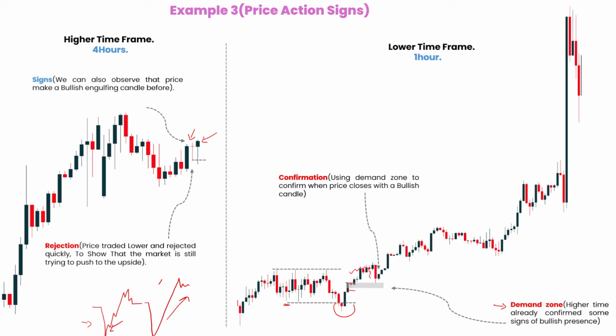Wait for the market to touch the demand zone and then close with the bullish candlestick. This is your confirmation candle. You can enter here when the market closes, put your stop loss here, and then ride this trend to the upside. You can see it even made something like this and then moved higher again. So this is your first entry.